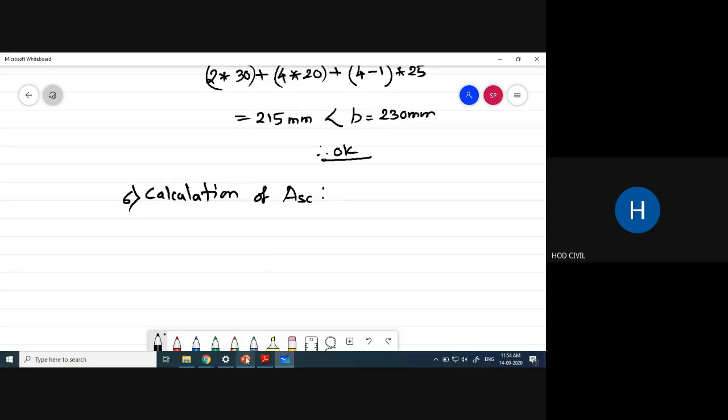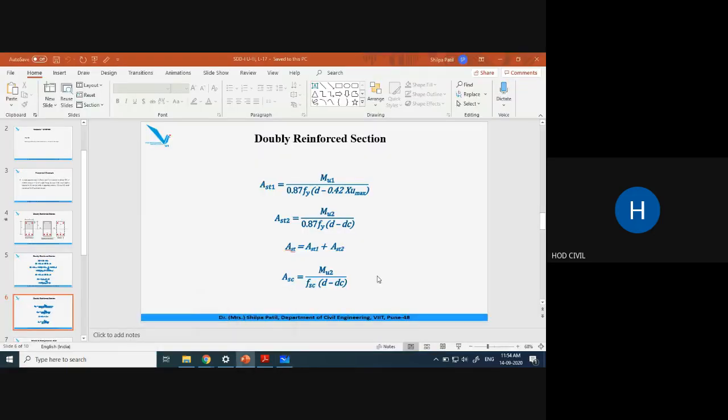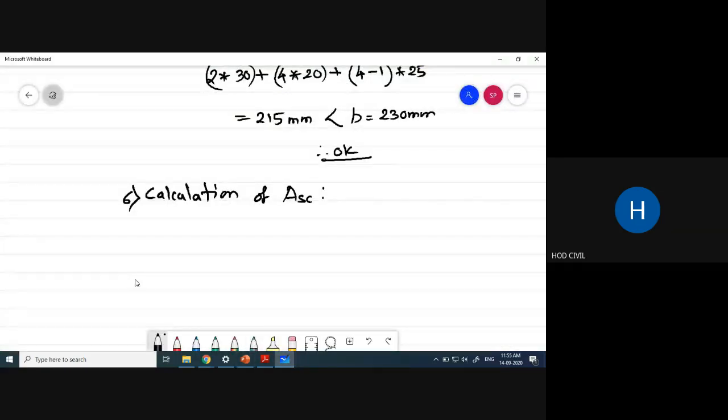If I go back to the slides and show you the formula of ASC, it is Mu2 upon FSC into bracket d minus d dash. Now we already have the value of Mu2. We know what is d value, what is d dash. We don't know FSC. What is the meaning of FSC? Stress in steel in the compression zone.